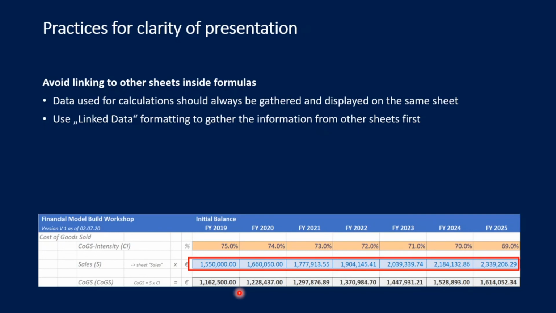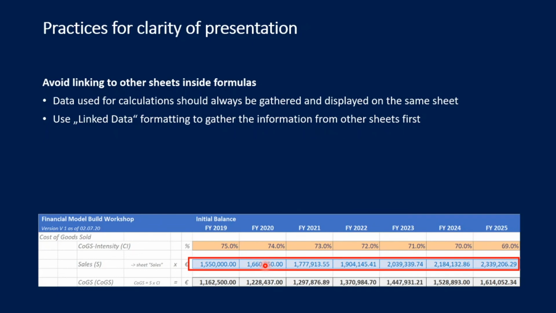These are linked data cells. This data comes from elsewhere, from another sheet. And it is good modeling practice first to gather all needed data at the top of the sheet and then to perform all the calculations. Or, in other words, no formula should have a link to another sheet.